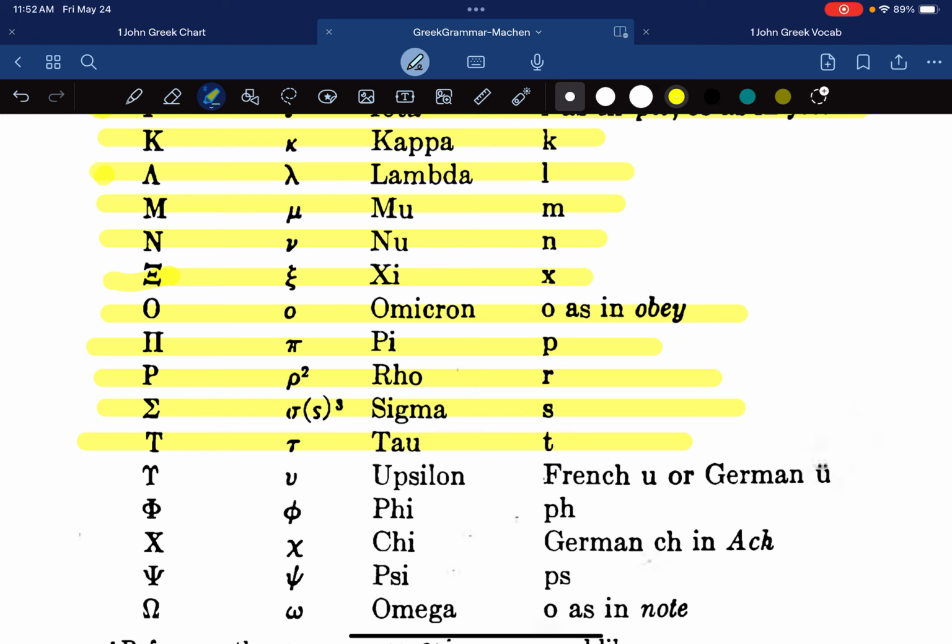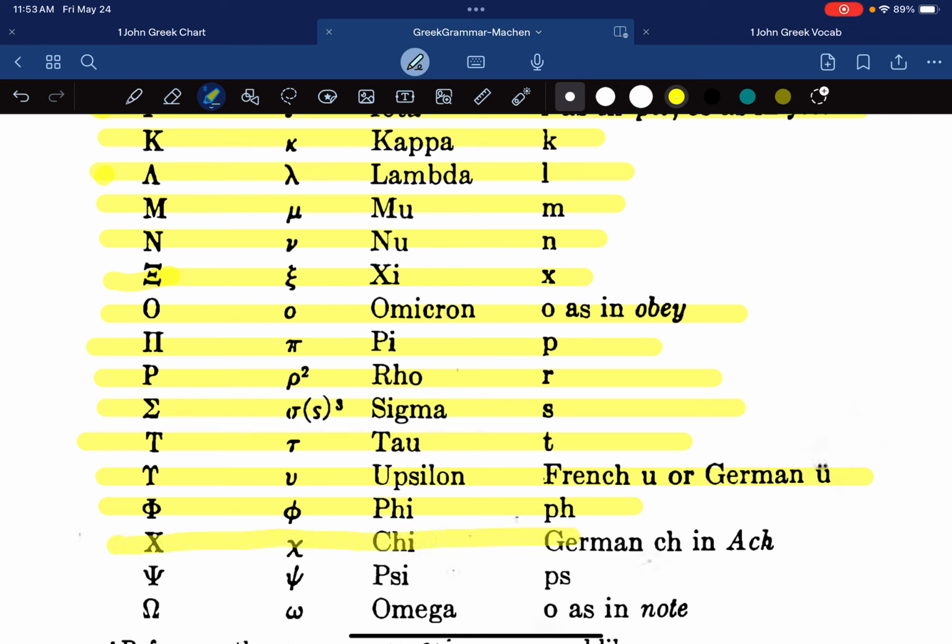Then we have the letter tau. The letter tau is pronounced like our English letter T, as in toy. Then we have the upsilon, and the upsilon is pronounced like the French U or the German U. It is a U sound. Then we have the letter phi, and phi is pronounced with a PH sound, kind of like our F, as in Philip, but that is the letter phi.